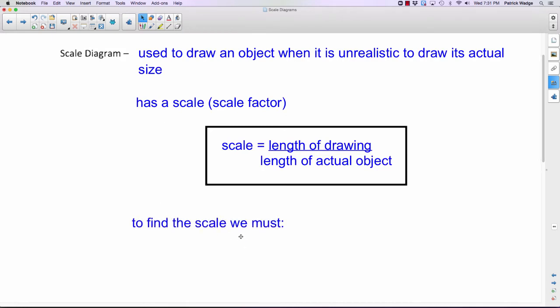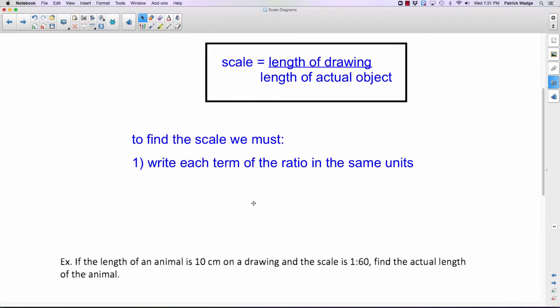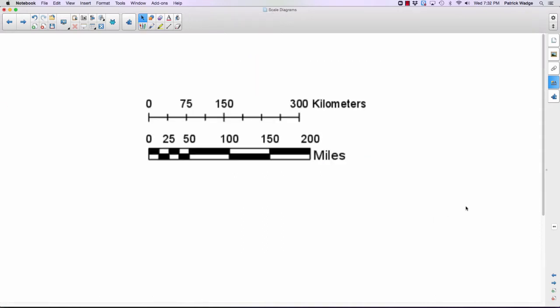To find scale, if we want to find out what the scale or the scale factor is, we need to do two things. We need to write each term of the ratio in the same units, and we need to put it in lowest terms. Now, this isn't always true, actually, to tell you the truth. Think about on a map, like in the bottom corner of a map, sometimes you'll see something that looks like this. This is the scale.